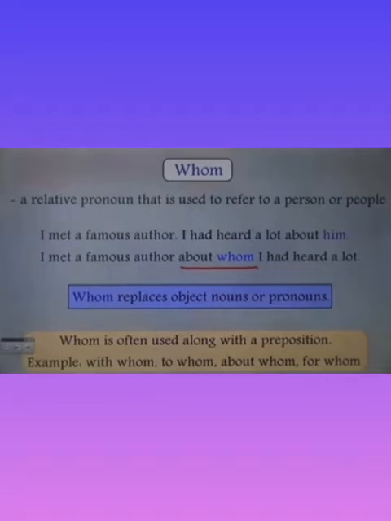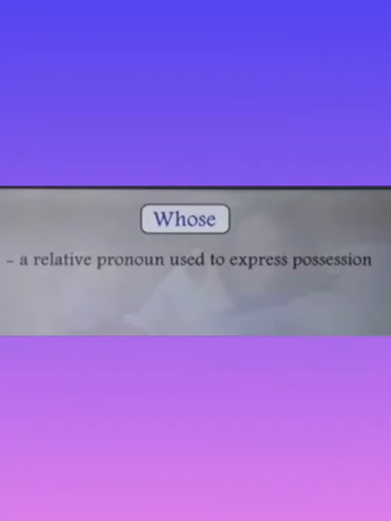Now whom is often used along with a preposition. For example, with whom, to whom, about whom, for whom. So here with, to, about, for, they are all prepositions. Now let's see the use of whose relative pronoun. Whose is a relative pronoun used to express possession.